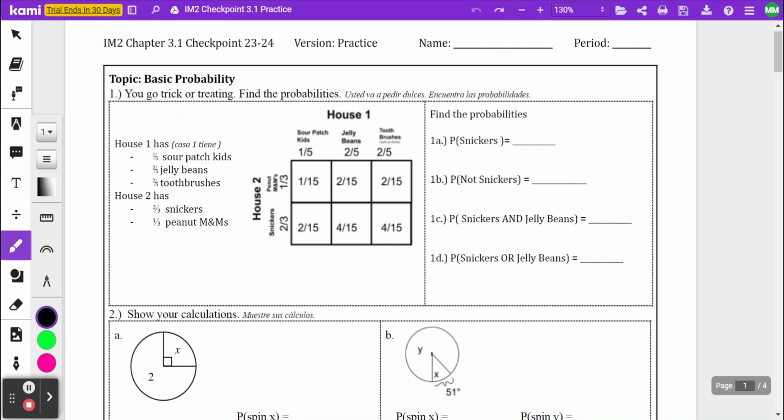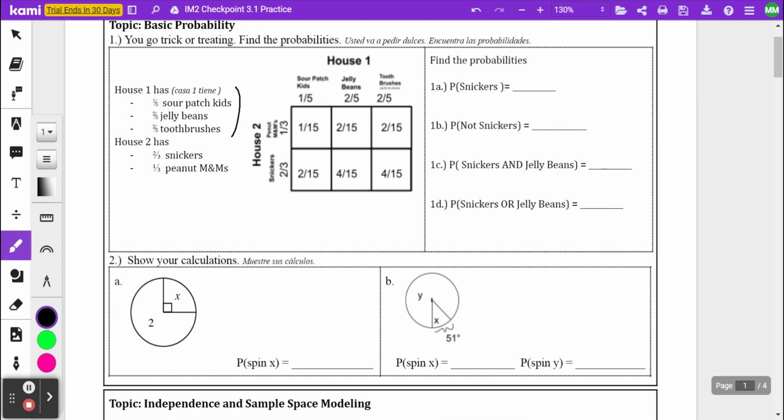You go trick-or-treating. Here we are. We're going to find these probabilities. Suppose house 1 has 1/5 Sour Patch Kids, 2/5 jelly beans, and 2/5 toothbrushes. Whereas house 2 has 2/3 Snickers and 1/3 peanut M&Ms.